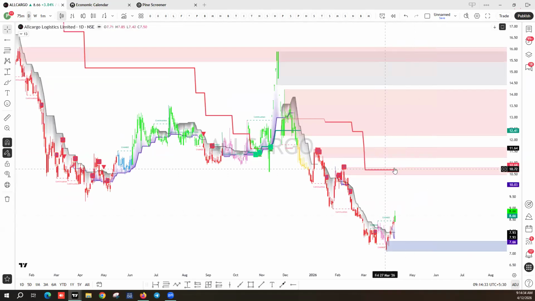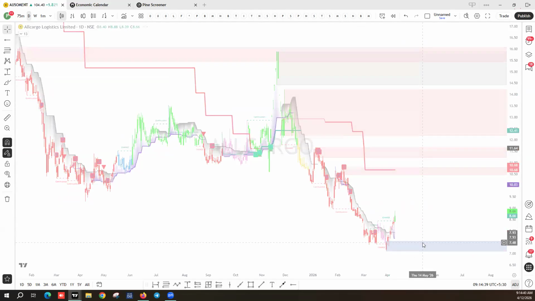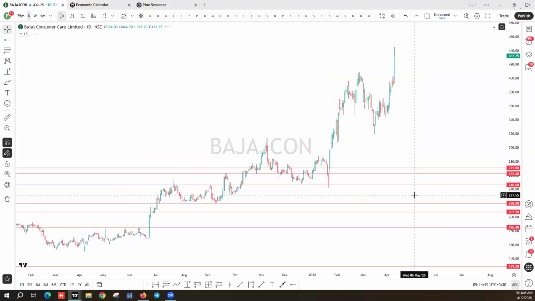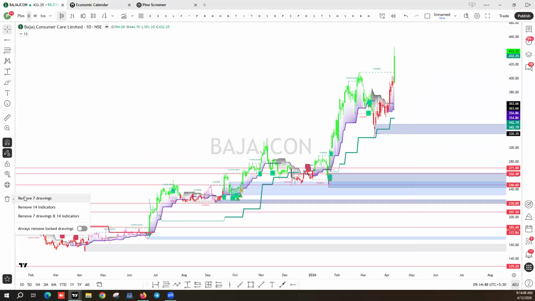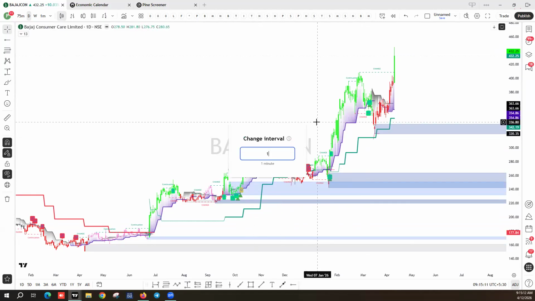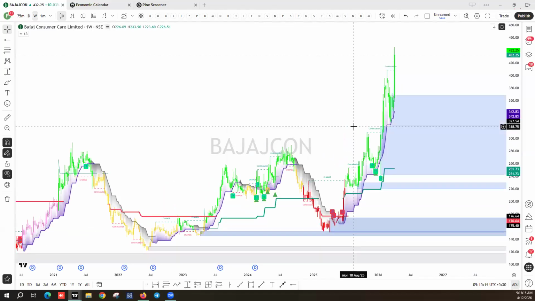All Cargo Logistics, bias is bearish, color change to green. So this does not look like a very good chart. I'll skip it. Bajaj Consumer, it changed to green color, went up. It changed to green color, gave retracement, changed to red, again changed to green. So this stock looks a bit different. It's not working on PFI on daily time frame, so we can check on weekly chart.